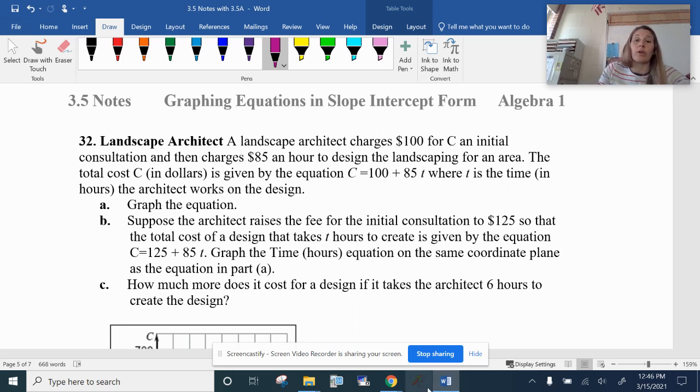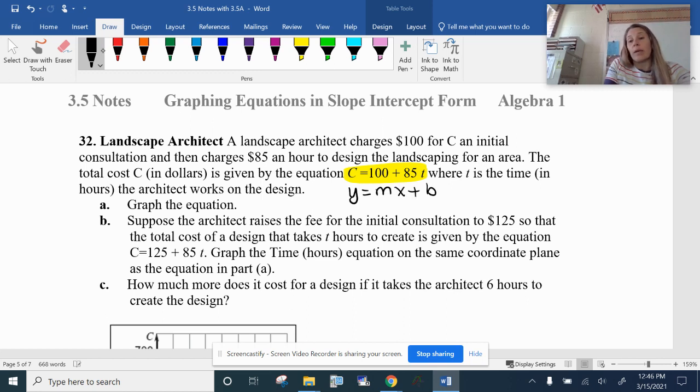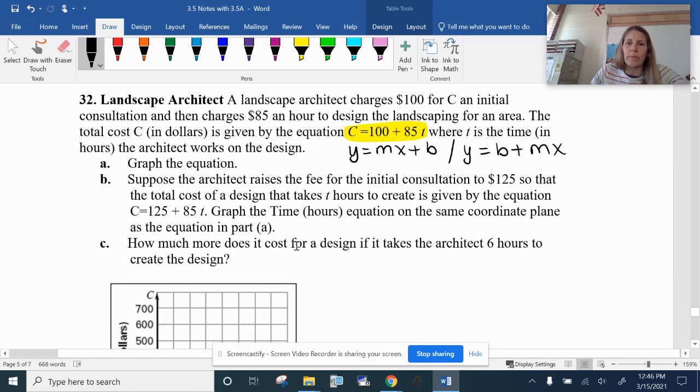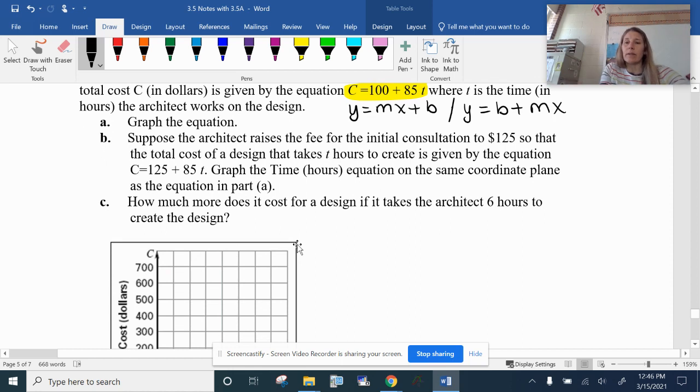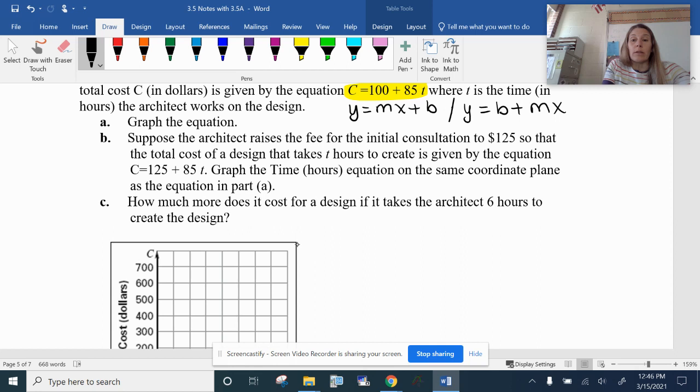So then it says to graph the equation. Well, they already are giving us this equation here, and it is in slope-intercept form. So if you think about y equals mx plus b, in this case they're just switching up the b and the mx, right? They're putting the 100 first and then the 85t second. But it's still the same equation. Remember, we can still easily identify the slope because it's the coefficient of that variable. So I have C equals 100 plus 85t.